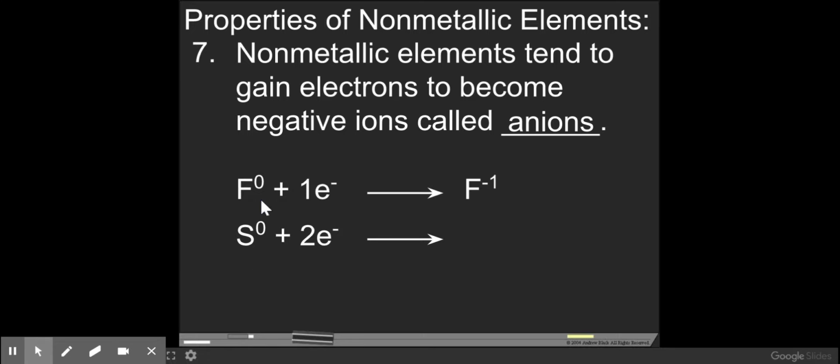Similarly, sulfur starts off as neutral, as they always do, and then when it gains 2 electrons, it will have a -2 charge. Phosphorus starts off neutral, it wants 3 electrons, so when it gains those 3 electrons, it will turn into phosphorus with a -3 charge.